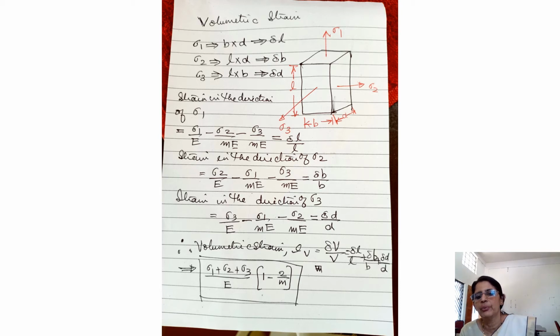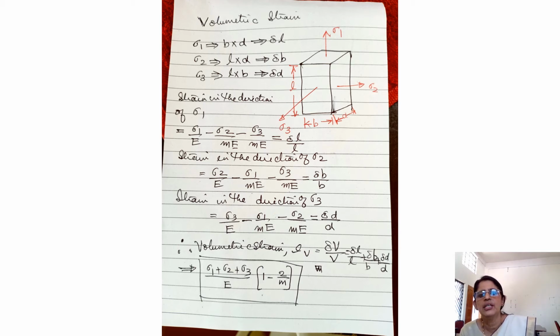Now we will pass on to strain in the direction of sigma 2. In the direction of sigma 2, you are pulling like this. So which dimension is going to increase? This dimension B. So strain in the direction of sigma 2 is equal to delta B by B. Sigma 2 by E is the direct strain. At the same time, I have taken the effect of sigma 1 and sigma 3 in the direction of sigma 2 as lateral strains, sigma 1 by E into 1 by M as well as sigma 3 by E into 1 by M, and all those with opposite sign. Since this is plus, I have taken these two as negative. And this is equal to delta B by B.